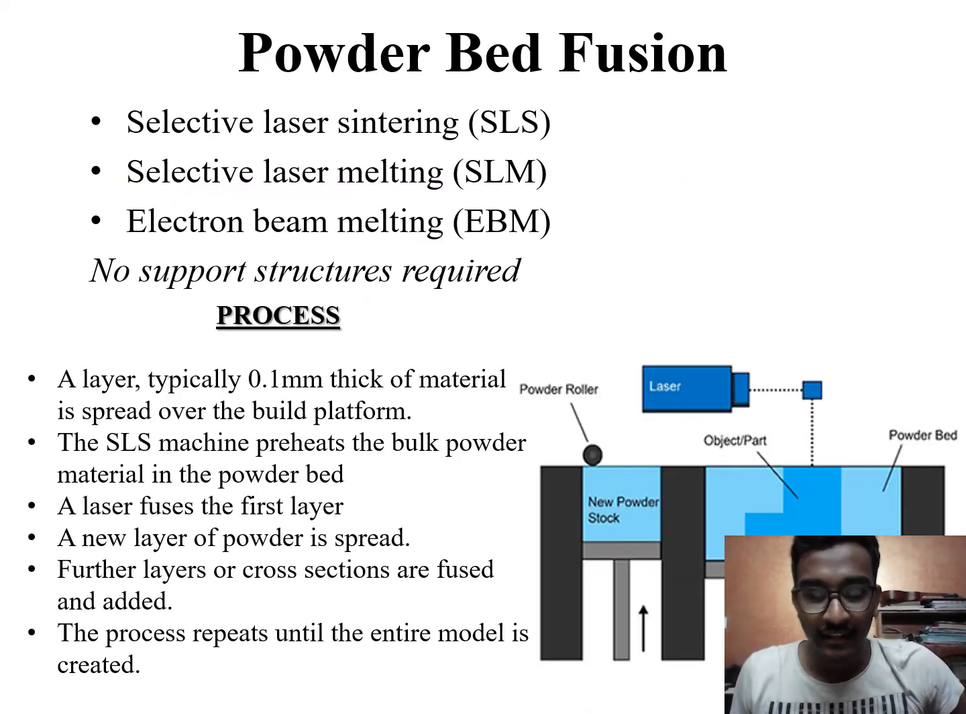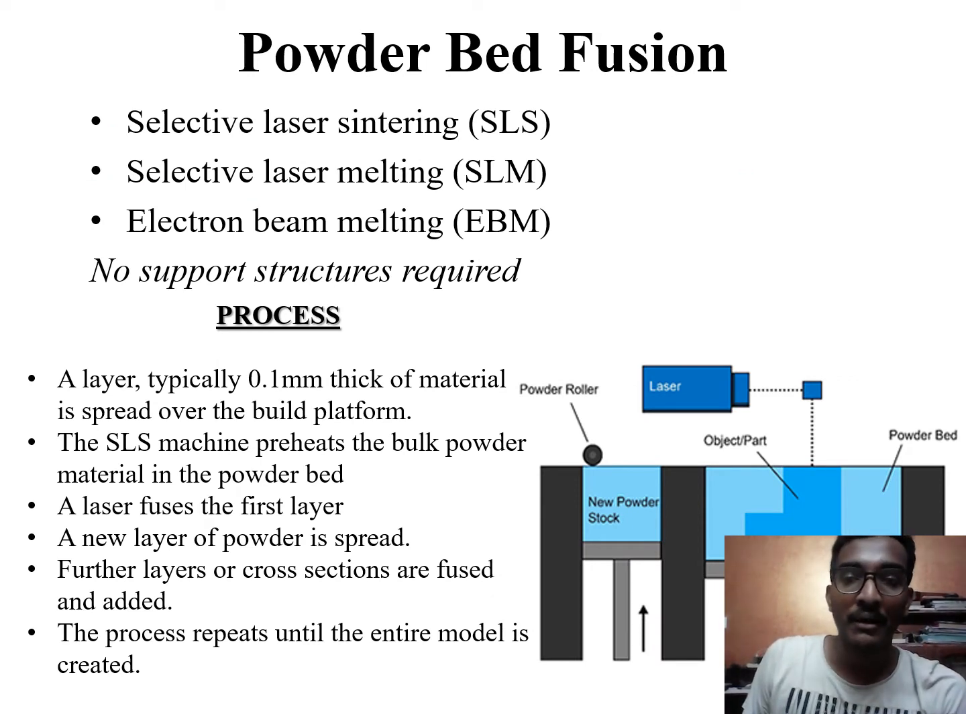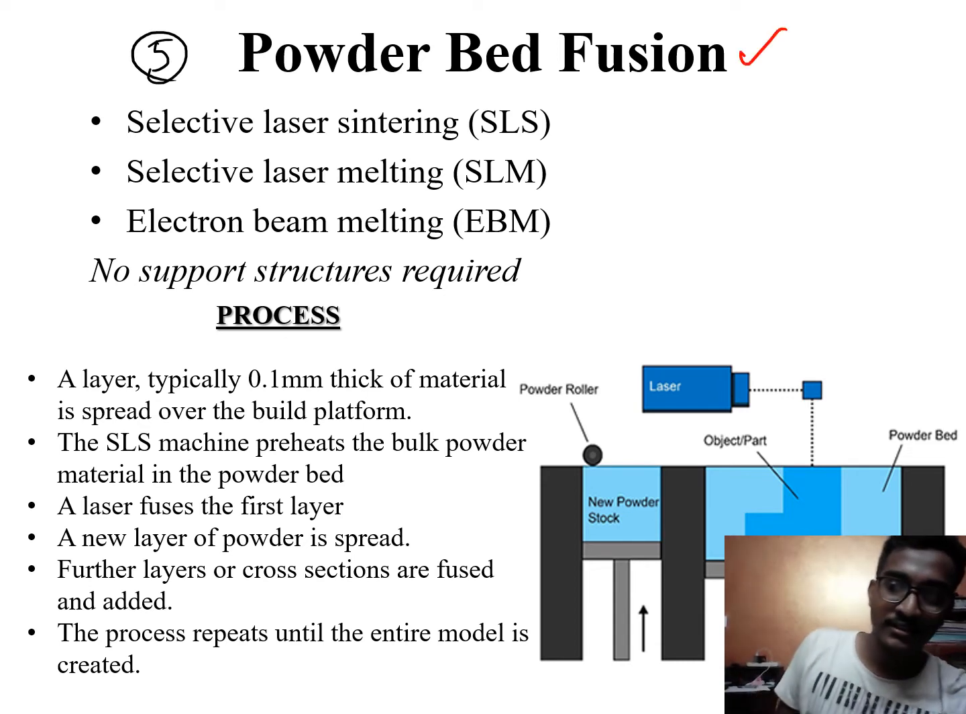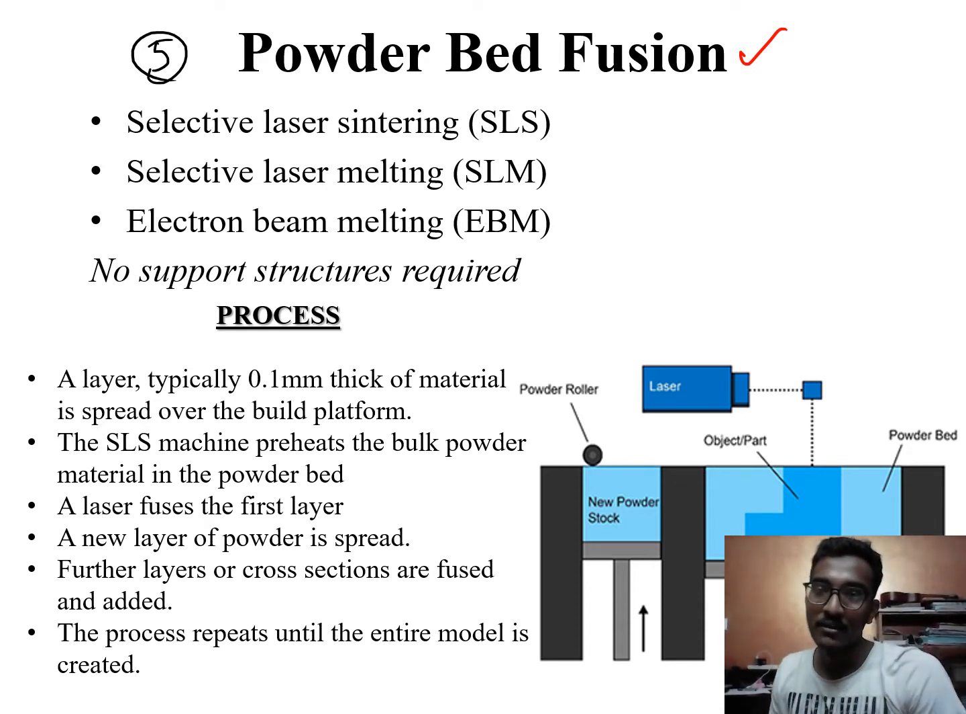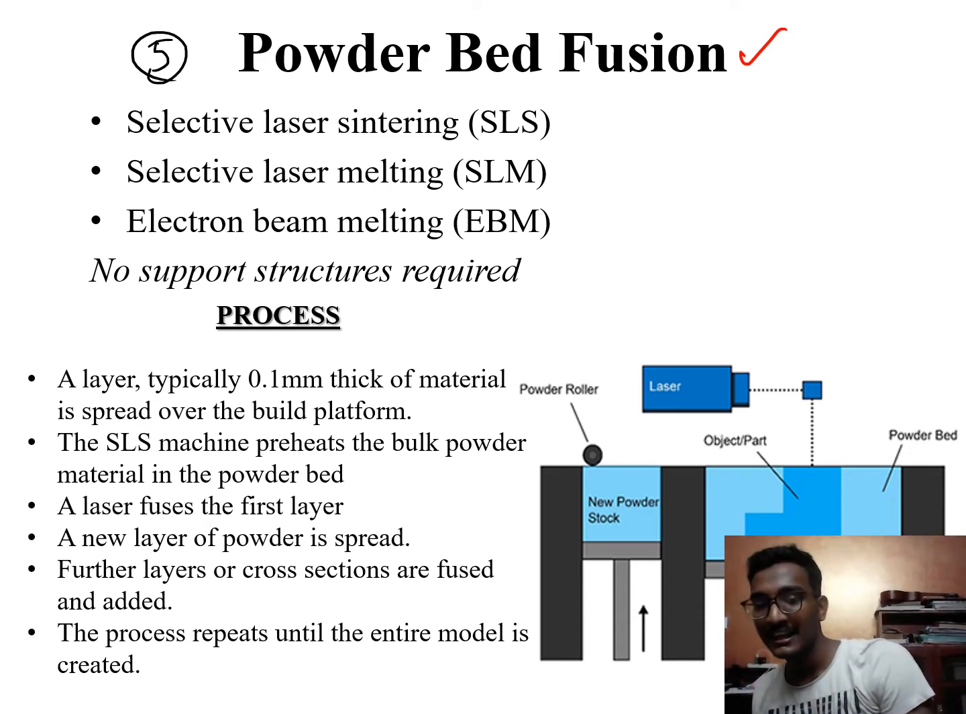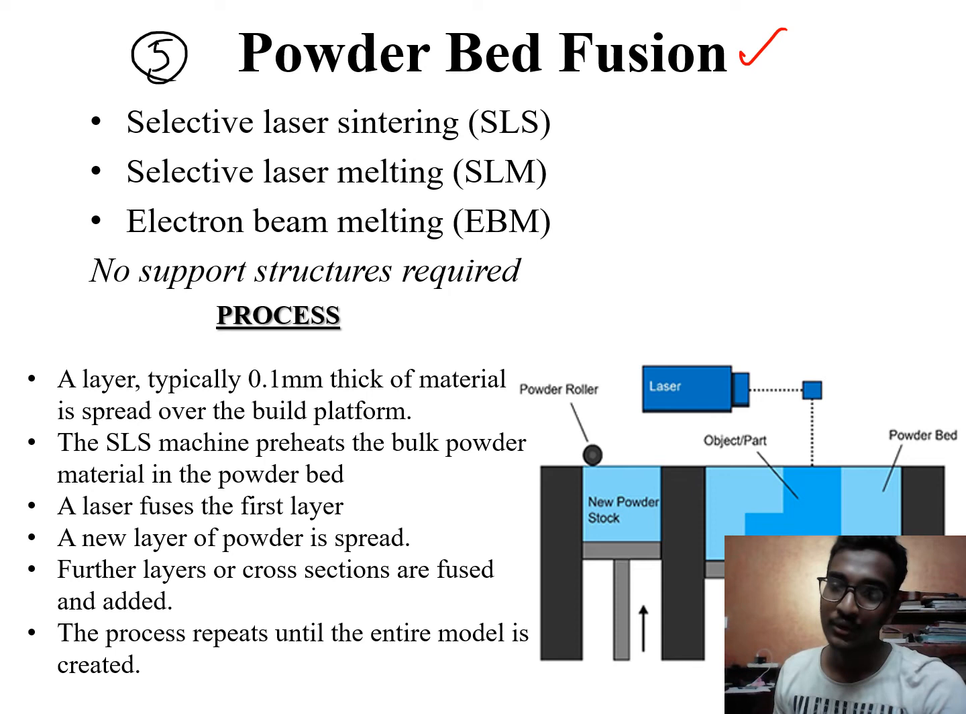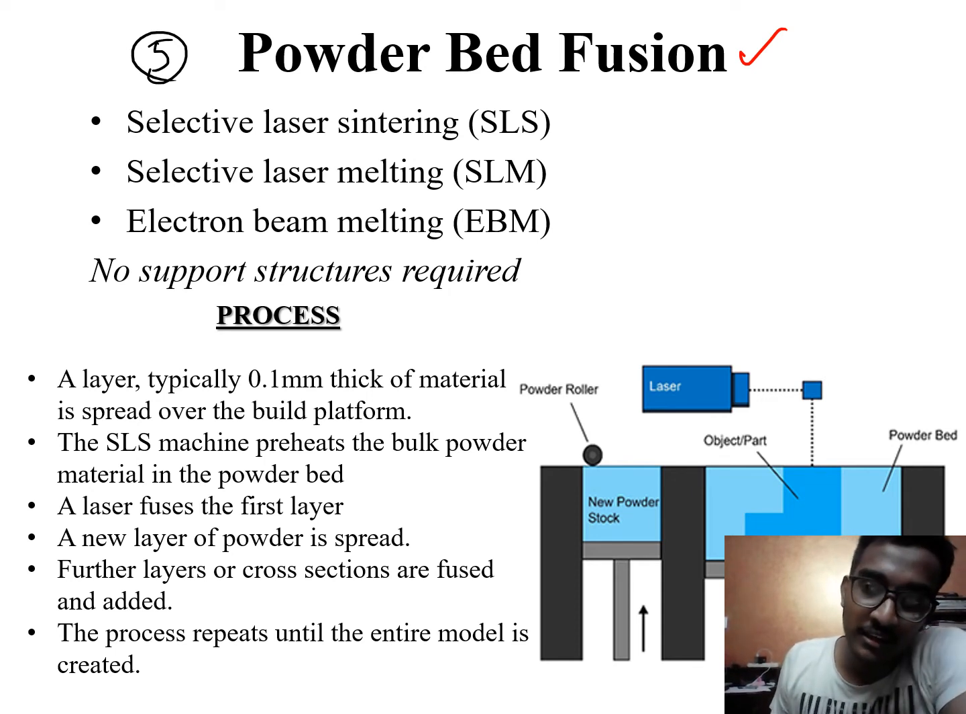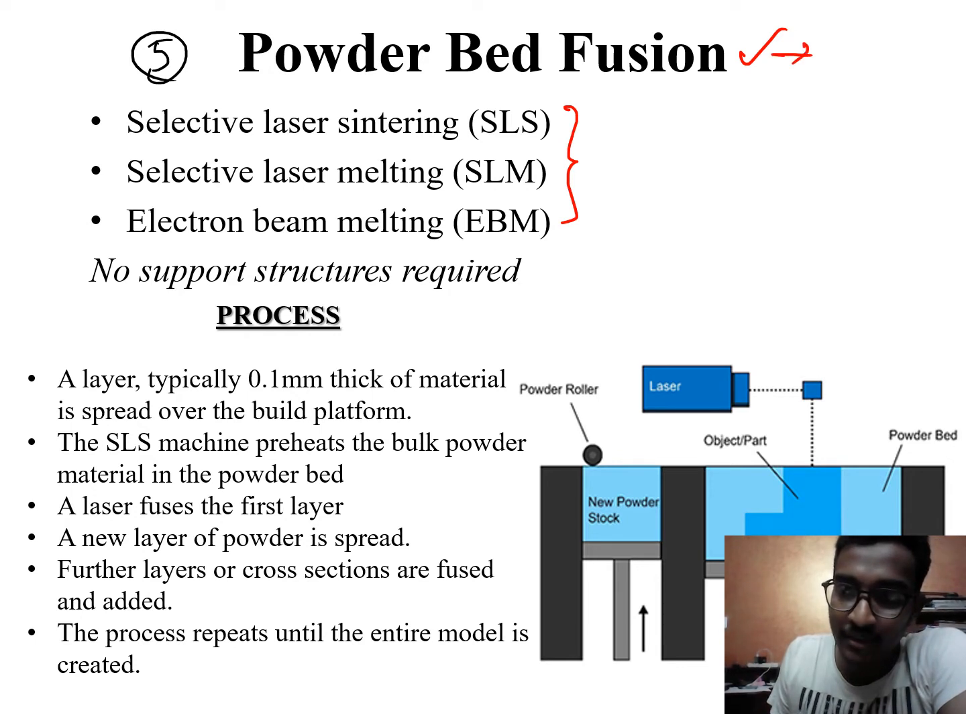The fifth thing we're going to see is very important: powder bed fusion. Powder bed fusion is one of the most important processes that we're using these days. The name itself says there is a powder that we're going to use here. There are three important things that we use here. The main advantage of this is that we have no need of any substructures, no need of any supporting structures here.